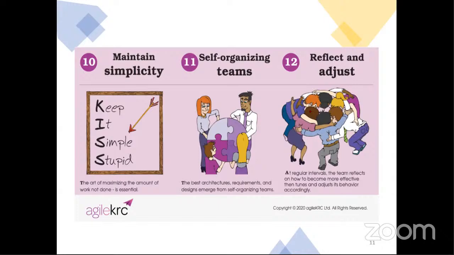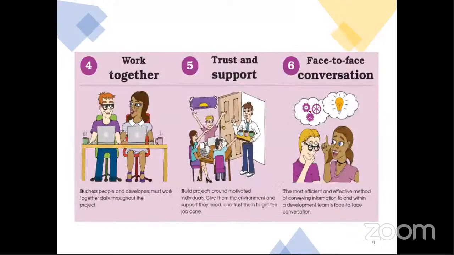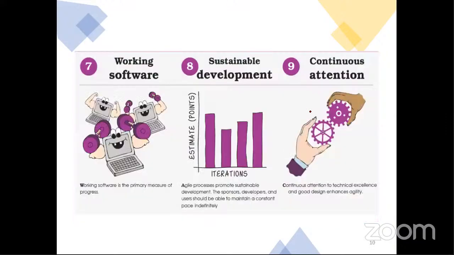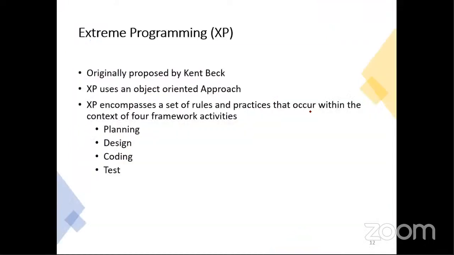Okay, so we have seen a total of 12 principles, that is: satisfy the customer, welcome the change, deliver frequently, work together, trust and support, face-to-face conversation, working software, sustainable development, continuous attention, maintain simplicity, self-organizing team, reflect and adjust. So those are the 12 agile principles. Then we are going to start with the agile models.